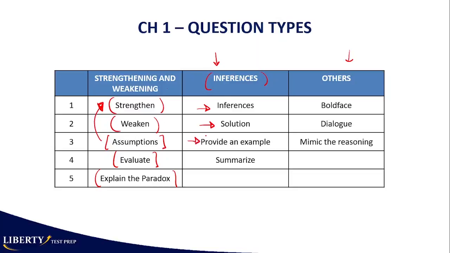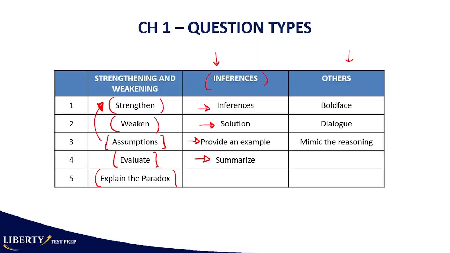Okay. Provide an example is kind of the same thing. You first have to read the argument. You have to understand it fully. And with that, you can provide an example, basically repeating it, but with an example. Because that's what an example does. It repeats information, basically, but just explains it a little better. And then summarizing, almost the same thing.